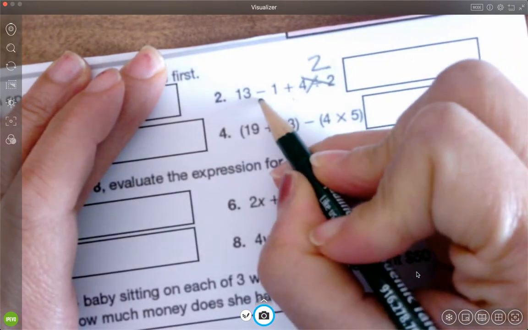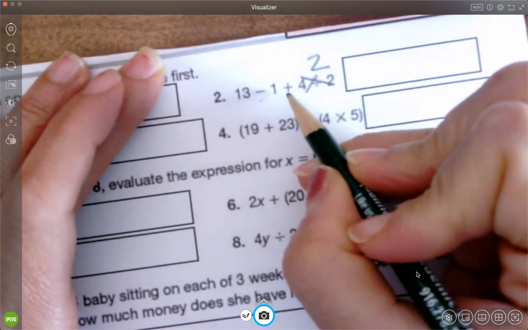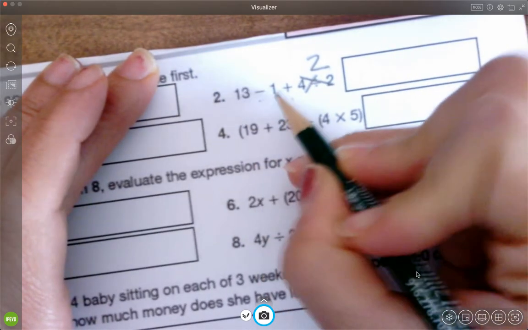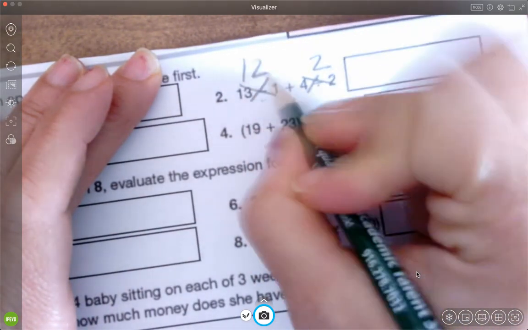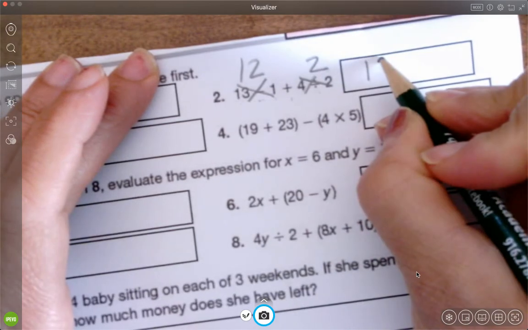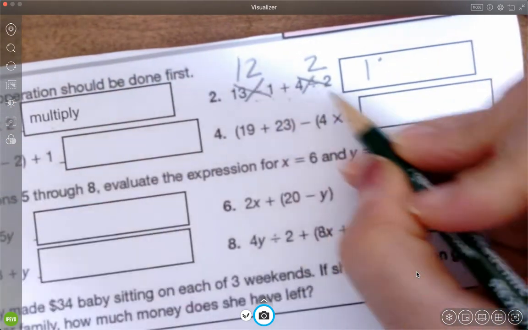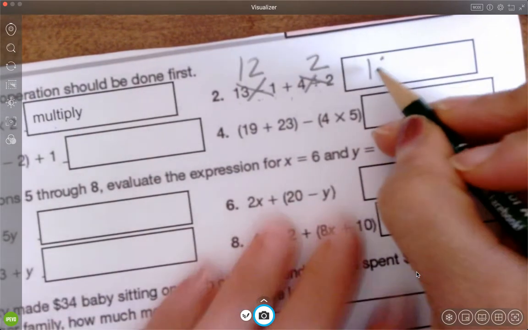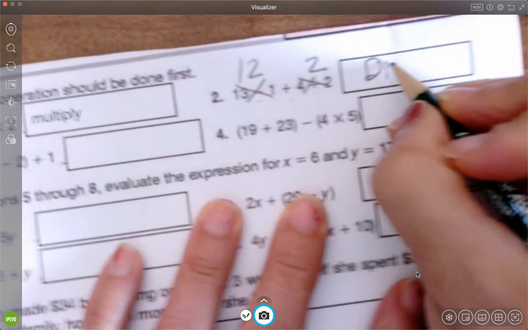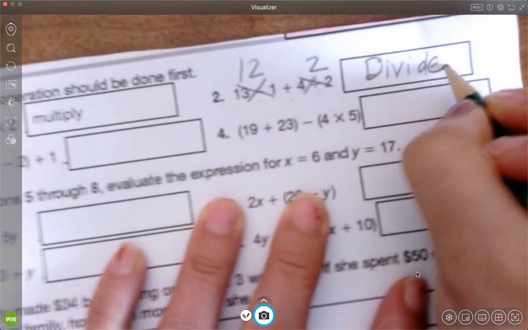And then I've got subtracting and I've got adding. Well, again, those are going from left to right. So 13 take away 1 is 12. And then 12 plus 2 would be... Oh, and I just broke my own rule, because did we need to solve these? No. All I had to do is write in the box what we're going to do first: divide.